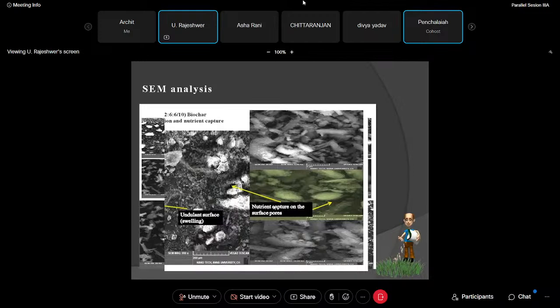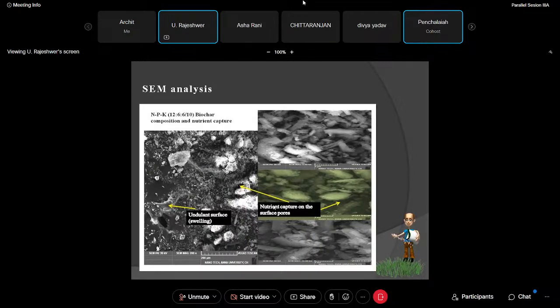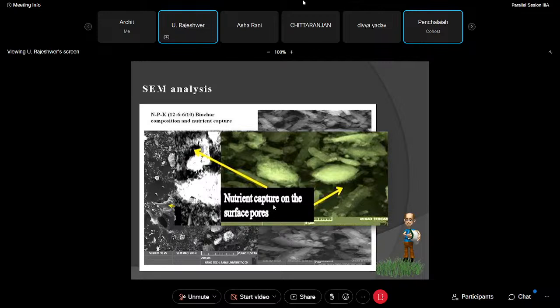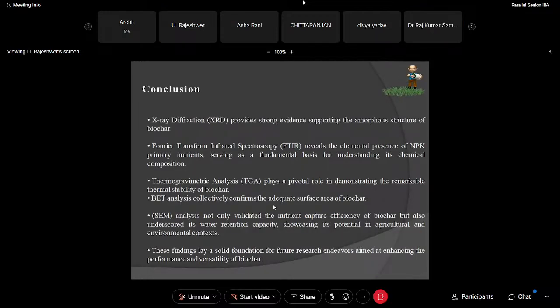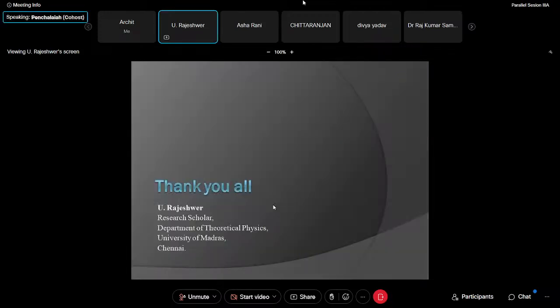And this is the final image of the composite, where you can see a dark surface, which is the pores present in the activated biochar, successfully capturing the nutrients on its surface. Finally, the SEM analysis not only validated the nutrient capture efficiency of biochar, but also underscores its water retention capacity, showcasing its potential in agricultural and environmental contexts. This finding lays a solid foundation for future research endeavors aimed at enhancing the performance and versatility of biochar. So thank you, sir.